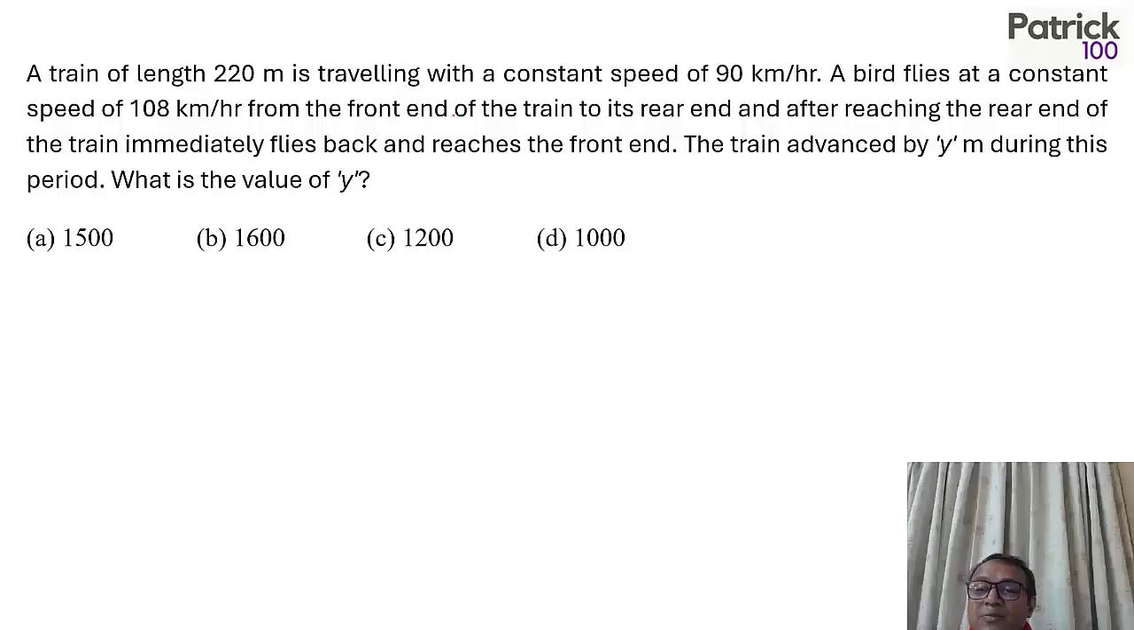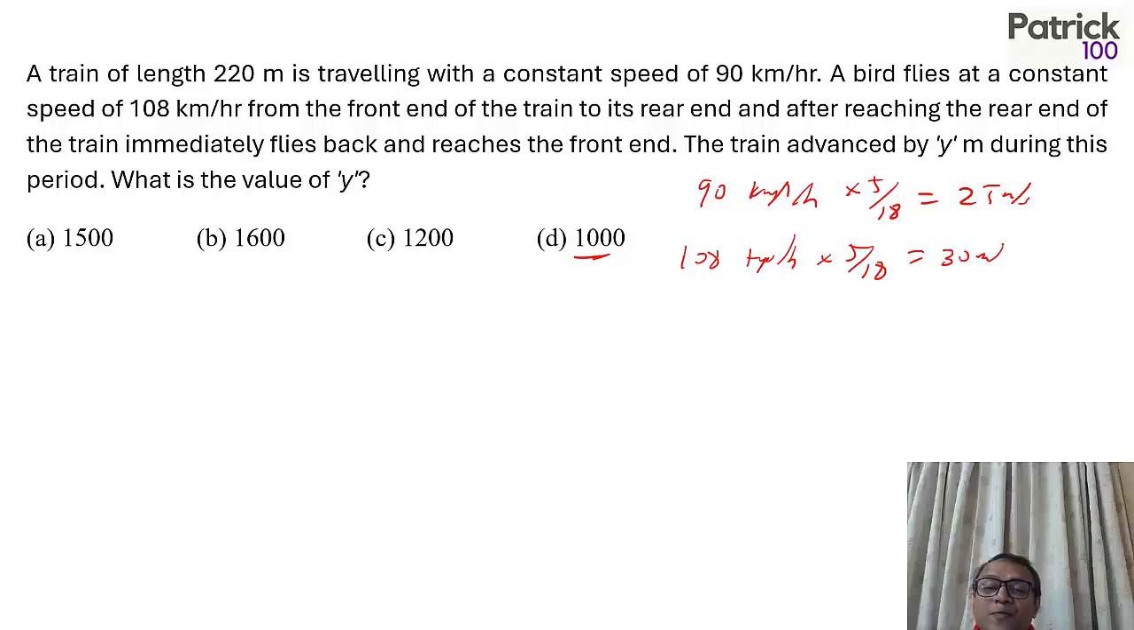The options are in meters, so convert kilometers per hour to meters per second first. 90 kilometers per hour is nothing but into 5 by 18, which is 25 meters per second. Same, 108 kilometers per hour into 5 by 18 will give you 30 meters per second. Now when they are going in the same direction, the relative speed is 30 minus 25, which is 5. When they go in opposite directions, relative speed is 30 plus 25, 55.